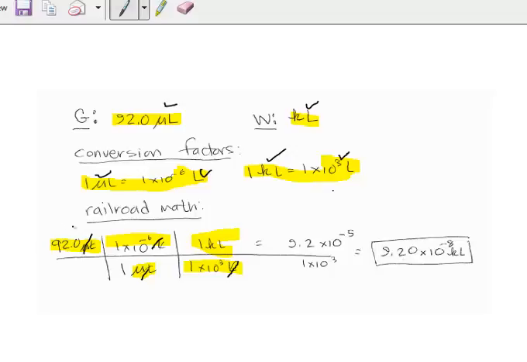But I need to be careful about my significant figures. My original value had 3 significant figures, so I want to make sure that my final answer also has 3 significant figures. So I'm going to include that 0, even though my calculator will not express that in its display. So all of the other problems are going to follow the exact same format.